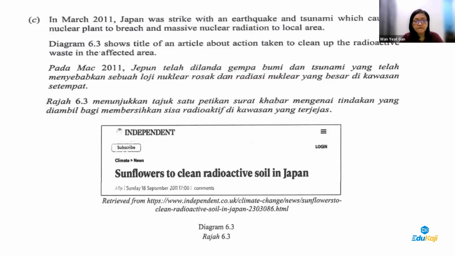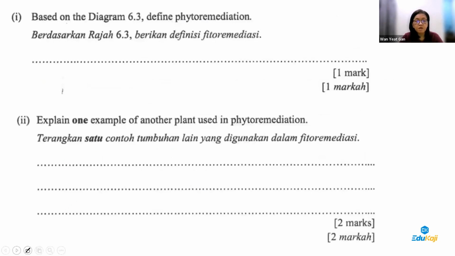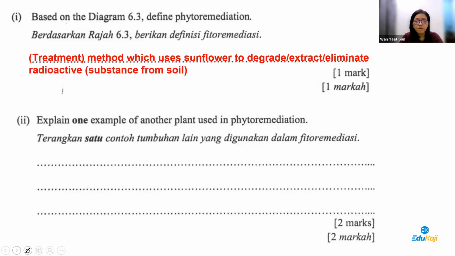Okay, next. In March 2011, Japan was struck by an earthquake and tsunami, which caused a nuclear plant to breach and release massive nuclear radiation to the local area. The diagram here, 6.3, shows that sunflowers are used to clean radioactive soil in Japan. Based on diagram 6.3, give the definition of phytoremediation. Phytoremediation means the treatment or method that uses sunflower to degrade, extract, or eliminate radioactive substances from the soil. The sunflower has the ability to eliminate the radioactive compound in the soil.